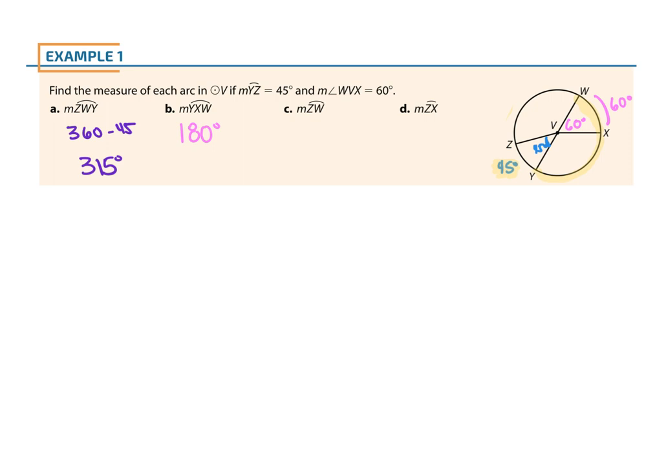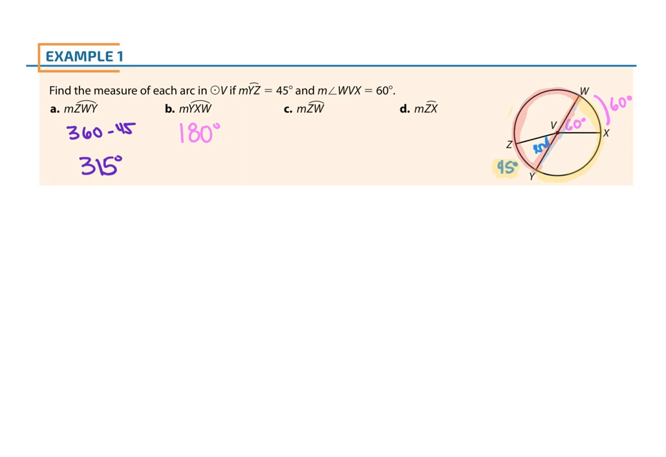The next one they want is ZW. They want from Z to W. I'm missing something there too, right? I don't have that, but it is part of this guy right here. So this whole entire one right here is a half a circle, right?